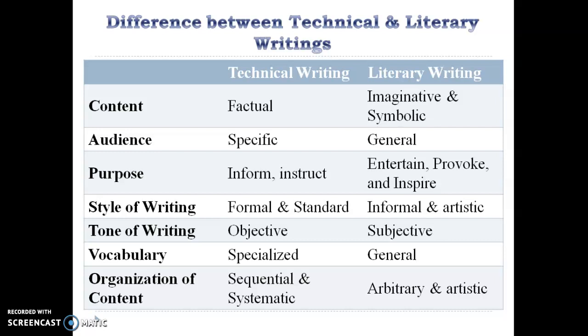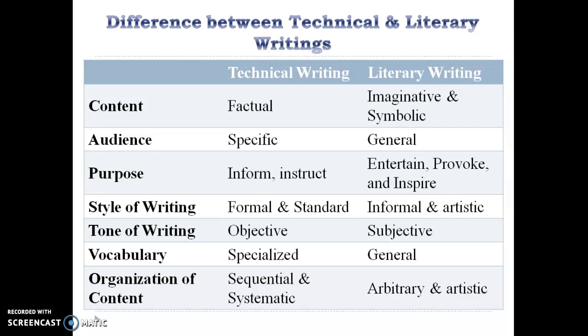The tone of writing in technical writings is objective, that is, we present the information as it is. There is no place for what you like, what you desire, what you wish, what interests you when it comes to technical writings, whereas literary writing is a bit subjective. It can contain your opinion, your likings, your perspectives in it.